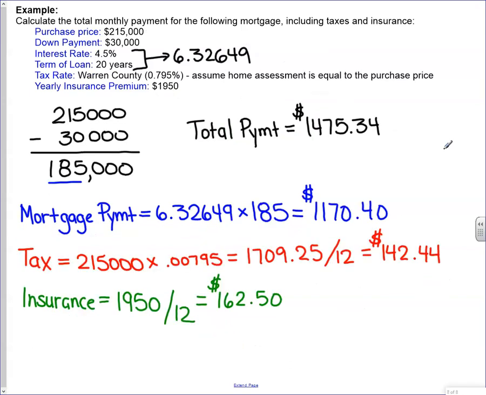All right, and then we have just another example here. Kind of looks the same, right? Just different numbers, and we end up getting to a total payment there of $1,475.34.